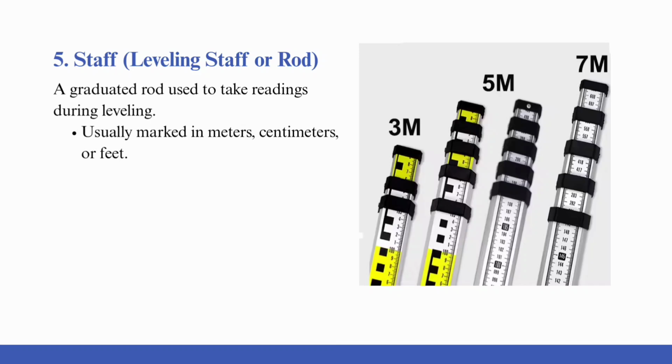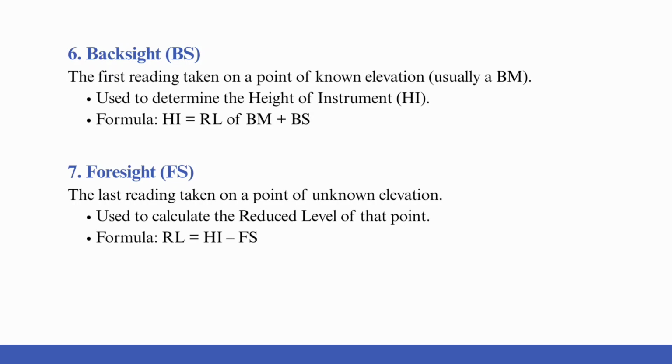They are usually marked in meters, centimeters or feet, and the least count is 5 mm. Now the next one is a Backsight reading. We often call it a BS. The first reading taken on the point of known elevation is always a Backsight reading, which is always taken on the benchmark. It is used to determine the height of instrument.